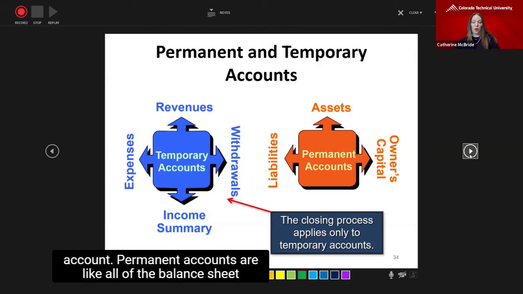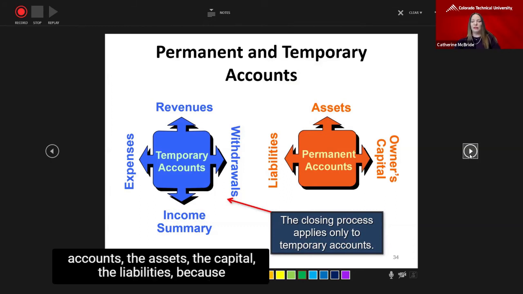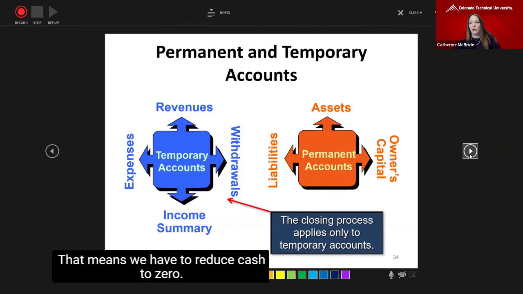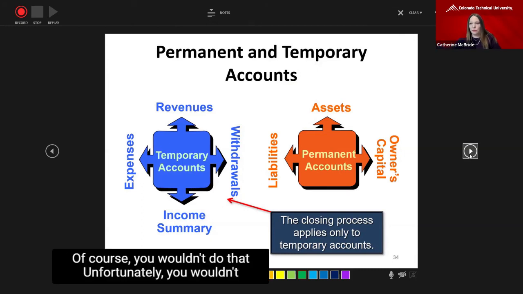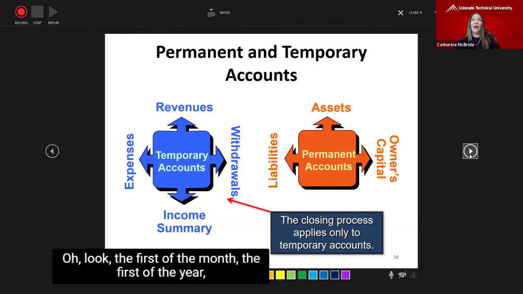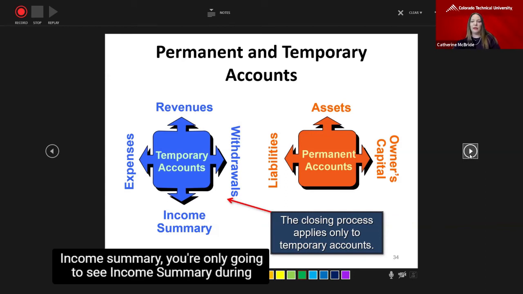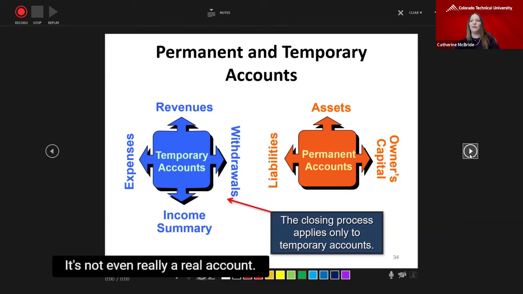It's easy to remember which are permanent and which are temporary accounts. Permanent accounts are all of the balance sheet accounts, the assets, the capital, the liabilities, because you wouldn't say at the beginning of the year, oh shoot, it's January 1st, that means we have to reduce cash to zero, get rid of all of our cash. Of course you wouldn't do that. You wouldn't do it with liabilities either. Oh, look, it's the first of the year, we can cancel out all of our payables. No, that's not going to happen either. The temporary accounts are revenue, withdrawals, expenses, and income summary. You're only going to see income summary during the closing process. It's so temporary, it's not even really a real account.